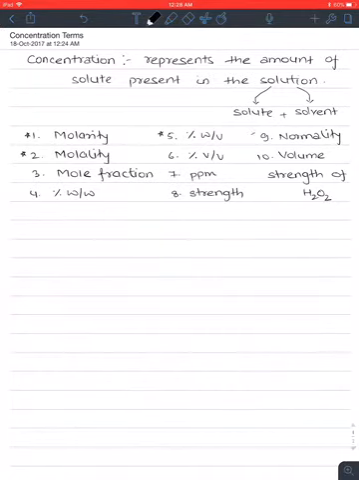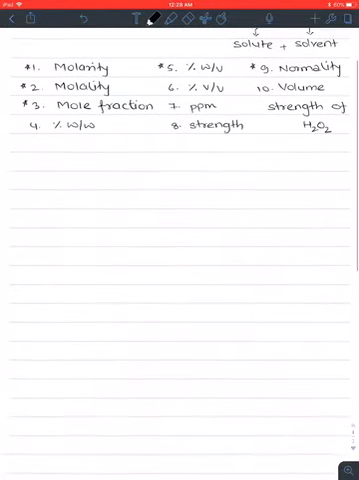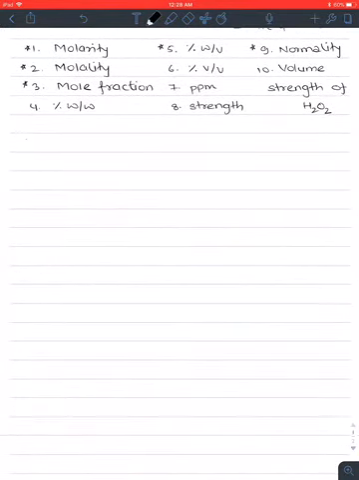In this, the most important are the molarity, percentage weight by volume, and normality. These are the most important, and in some places you'll find also mole fraction. So these five are the most important concentration terms, and our major focus will be on explaining the concepts of these five concentration terms in much depth. Now let's start with the first concentration term, which is molarity.